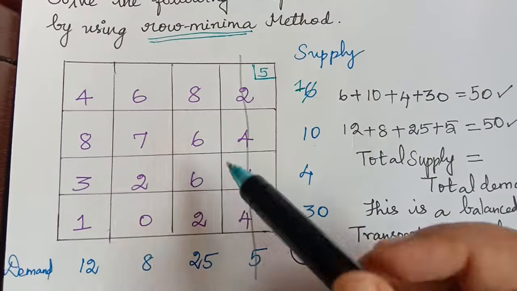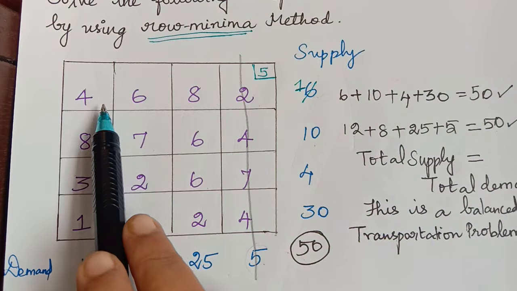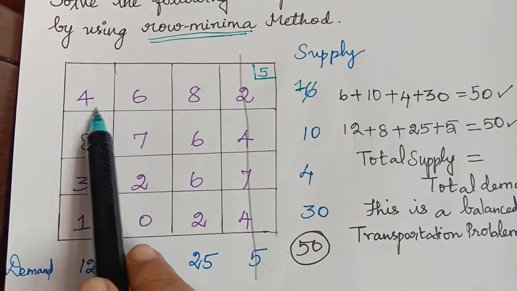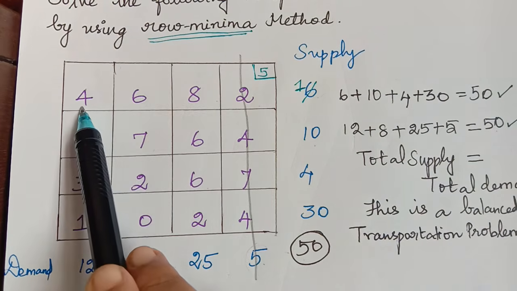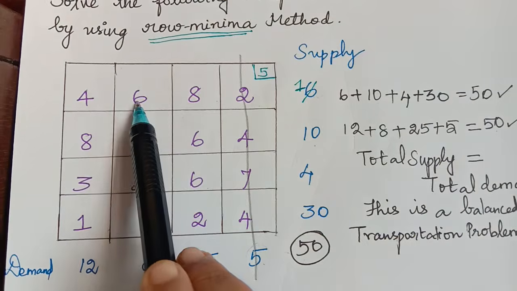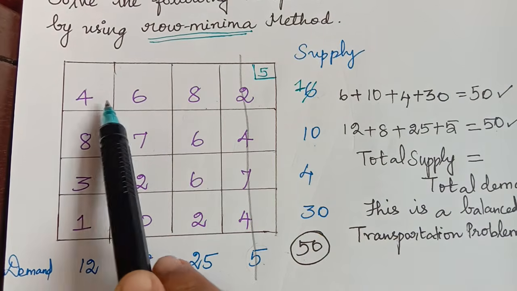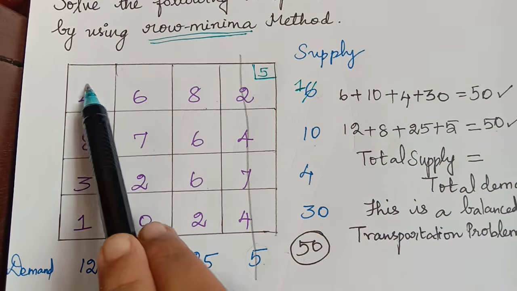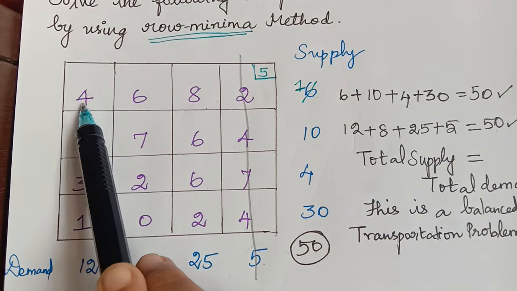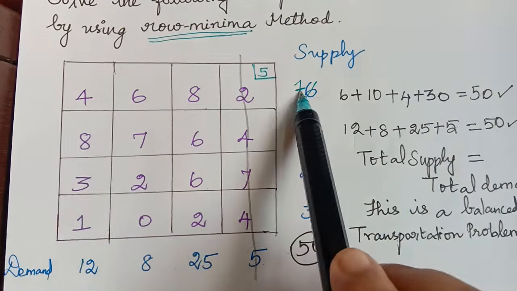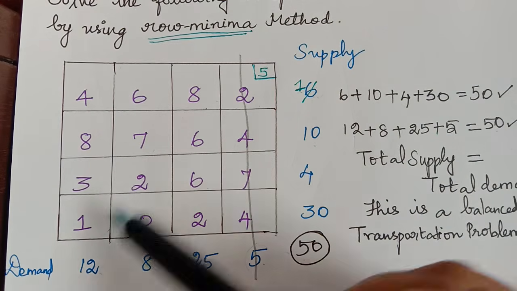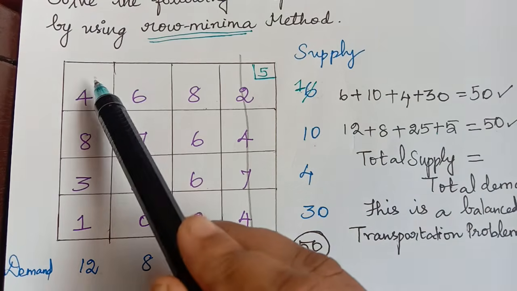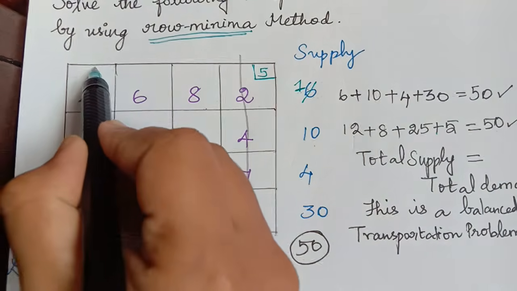Now after this we should check whether any cell is left out in the first row. Yes, there are 3 cells left out in the first row. So now again we have to make the allotment to the minimum element of the first row itself. Out of these remaining elements, which is the minimum element? This 4 gives us the minimum element. The supply for this is 1 and the demand is 12. So which is minimum out of these two? 1 is minimum. So we have to give the allotment as 1 over here.